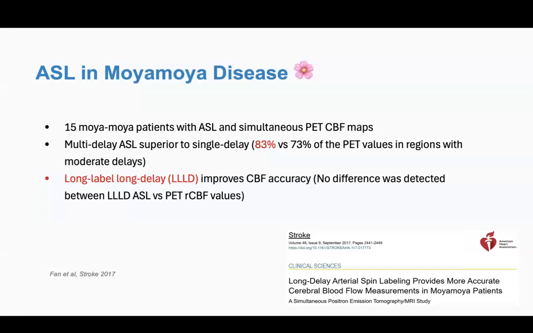And ASL in Moyamoya disease: in a study conducted by Fan et al., 15 Moyamoya patients had ASL and simultaneous PET imaging, and it was found that multi-delay ASL was superior to single-delay ASL when compared to PET. Multi-delay ASL had 83% correlation with PET values, compared to the single-delay ASL, which had 73%. And long-label long-delay ASL improved this accuracy, because there was no difference between PET and ASL.